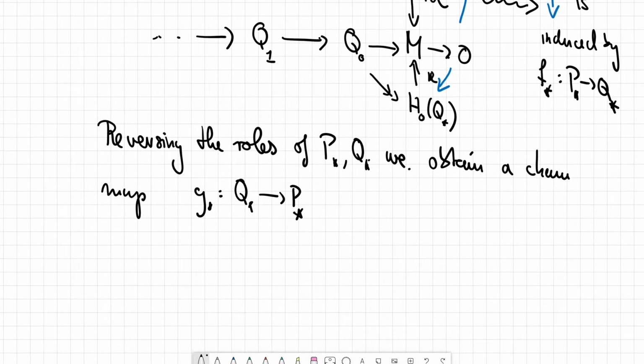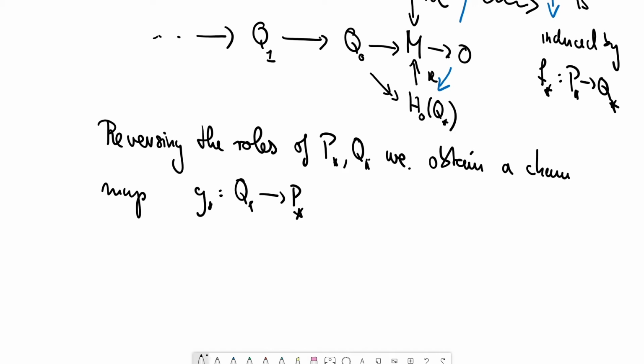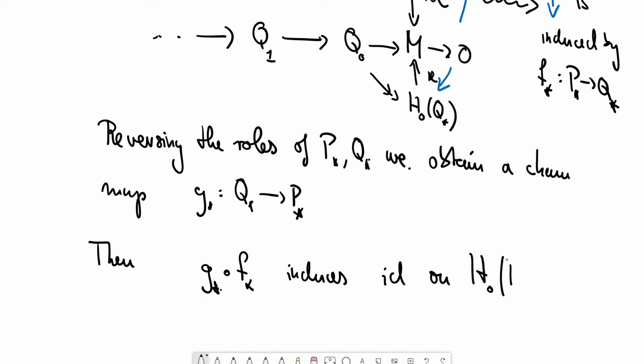Now, if you compose these two maps, so let's say first F star and then G star, then this induces obviously the identity on H0 P star.